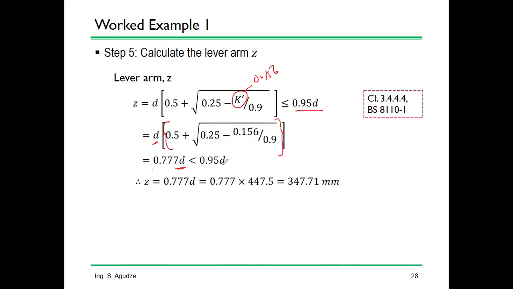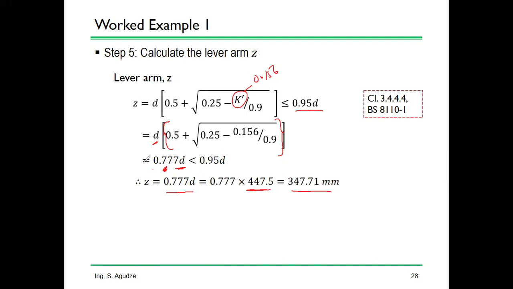Comparing that to 0.95, we know it's less than what? 0.95D. So once it's less, we will adopt what we have calculated as the Z. We substitute the value for the D, and that gives us 347.71. It is important to note, in calculation of the Z, the code has limited the lever arm to 0.95.